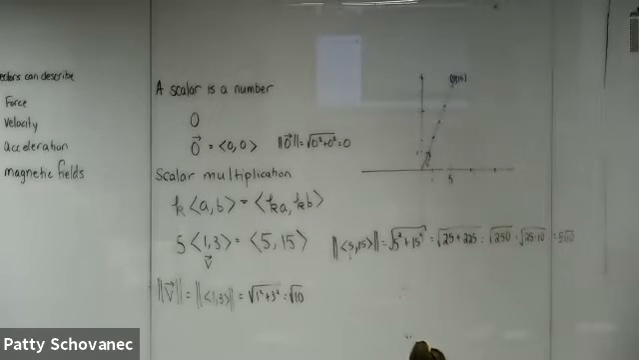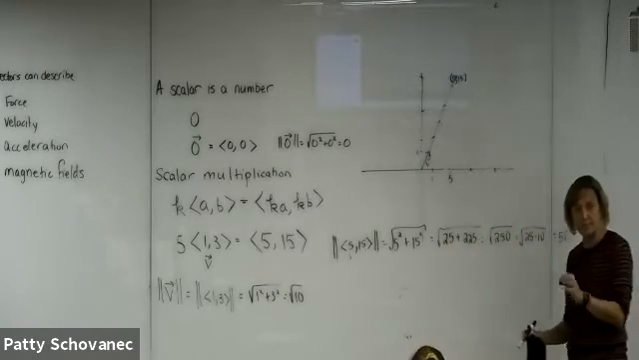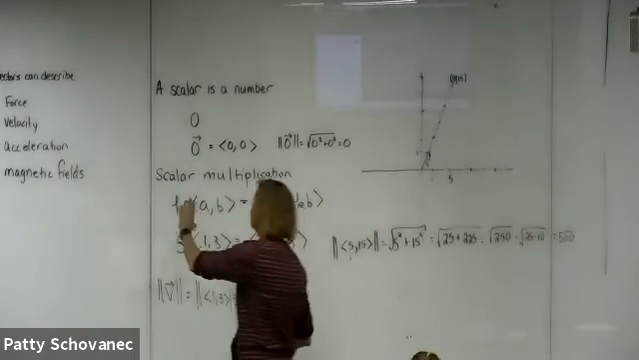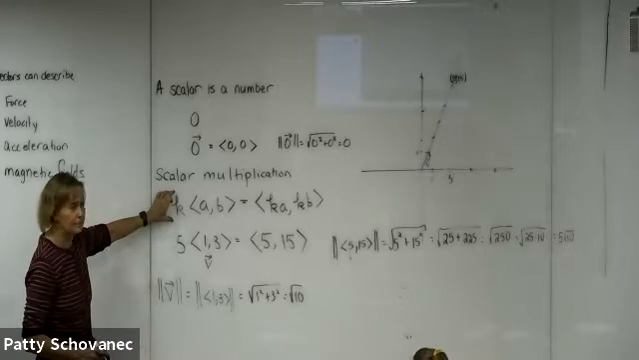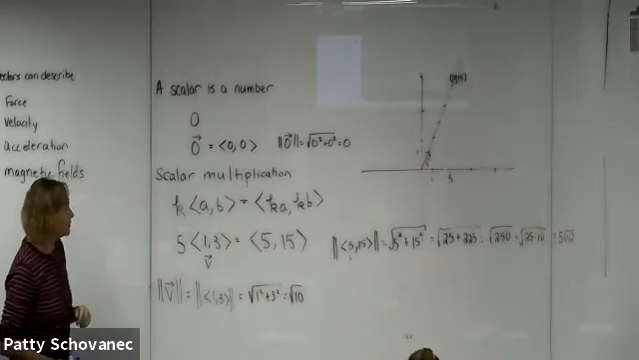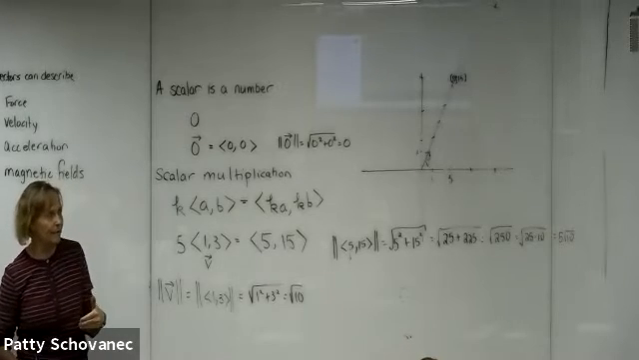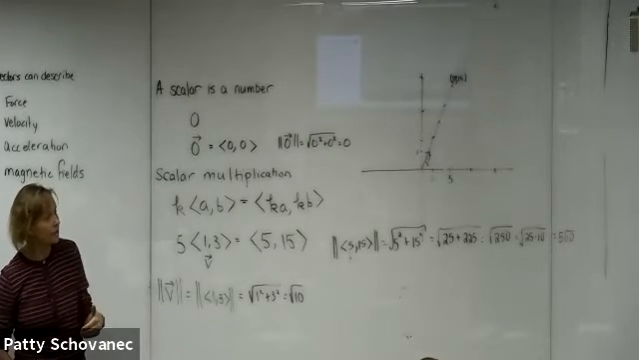So scalar multiplication of a vector produces a parallel vector in the same direction whose magnitude is k times larger than the original vector. Okay. Keeps it going in the same direction, but k times larger. If k is a negative number, then it goes in the opposite direction.